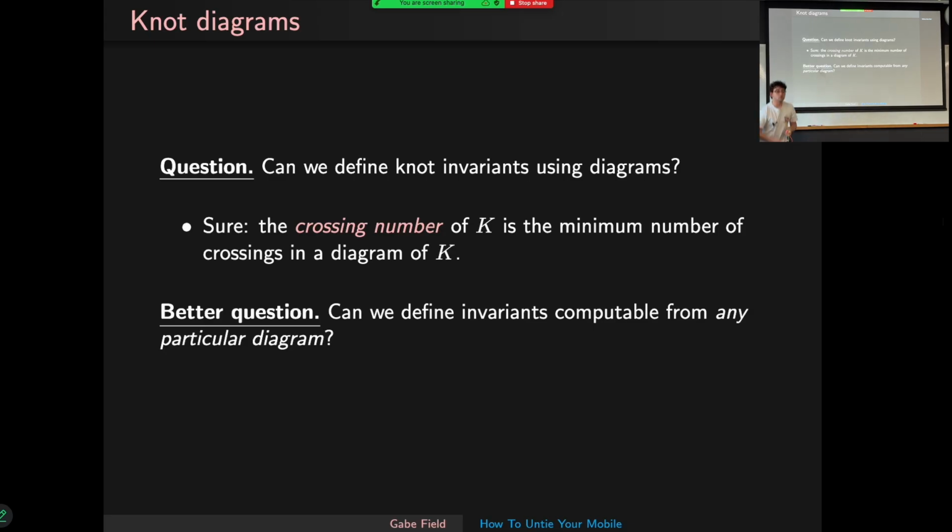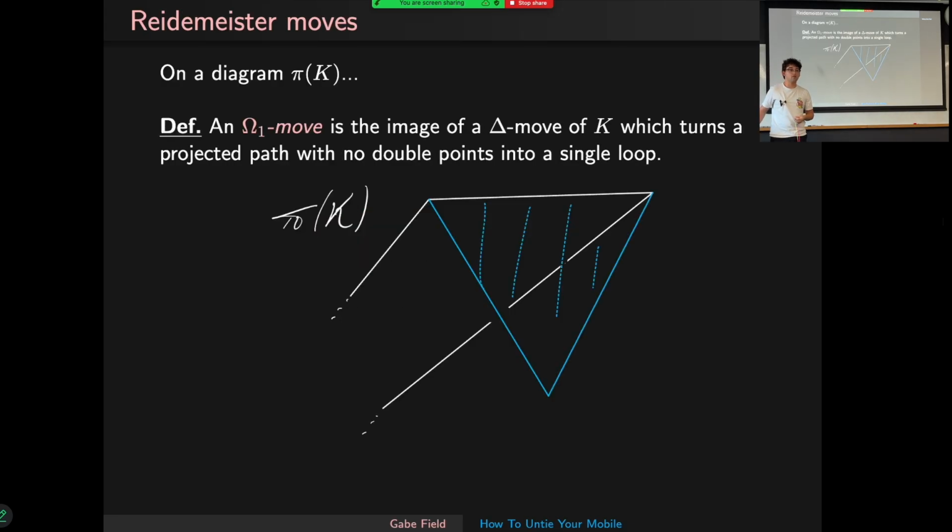So a better question is whether we can define invariants that are computable for any particular diagram. And to hit on this, I want to introduce what are known as the Reidemeister moves. So on a diagram, pi, the projection of a knot, an omega-1 Reidemeister move is the image of a delta move upstairs that turns a path that contains no double points downstairs into one that contains a loop. And here is that loop in the example. Okay? That's an omega-1 move.